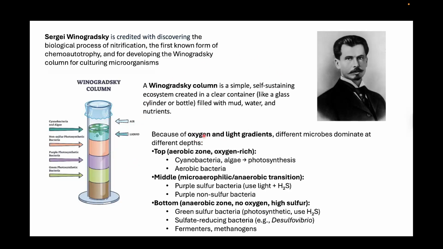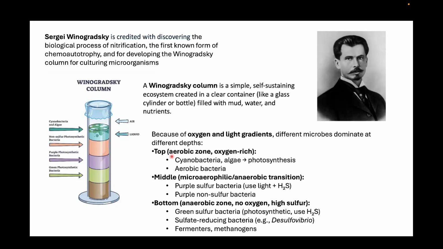present in the column, different microbes dominate at different depths, such that the top zone is the aerobic zone where most oxygen and air is available. Cyanobacteria and algae do photosynthesis, and there are aerobic bacteria. The middle of the column is microaerophiles or anaerobic transition or facultative anaerobes.